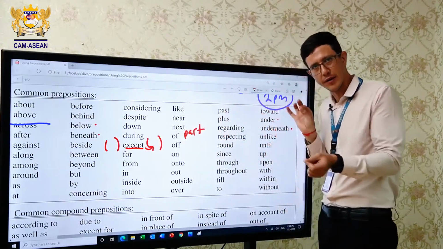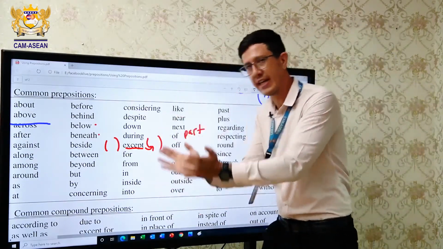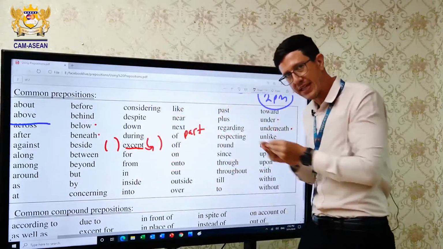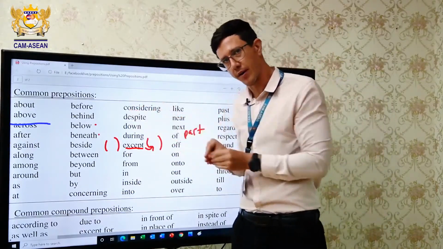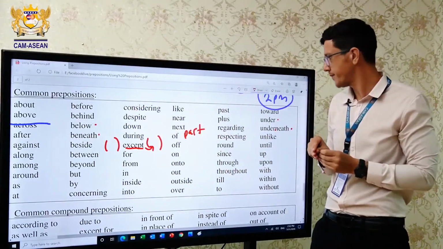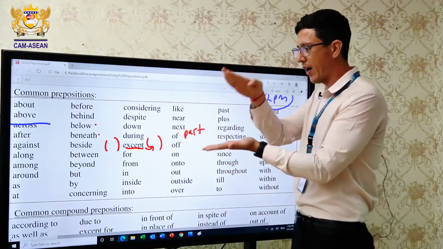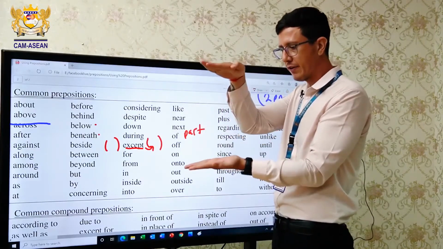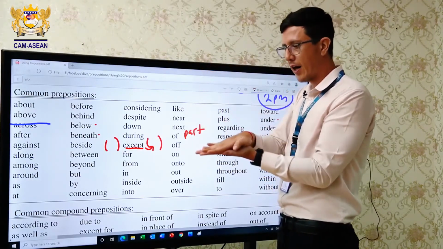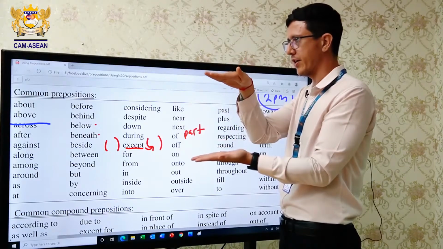Piece, part. I have some bigger thing, and I mean a piece, just a part. Okay? Off is the opposite of on. On is touching, off not touching.